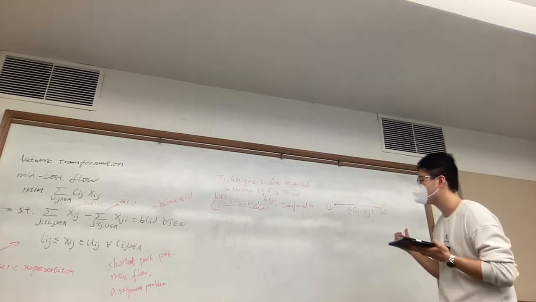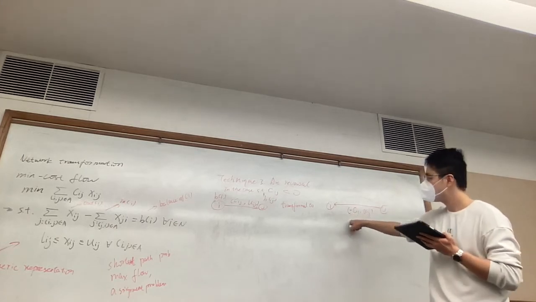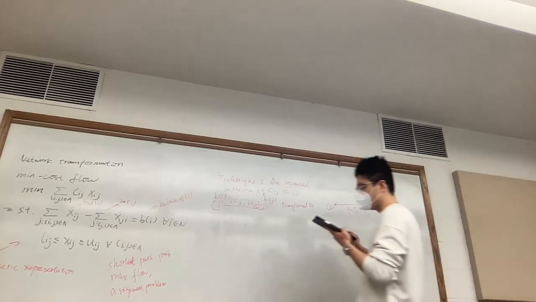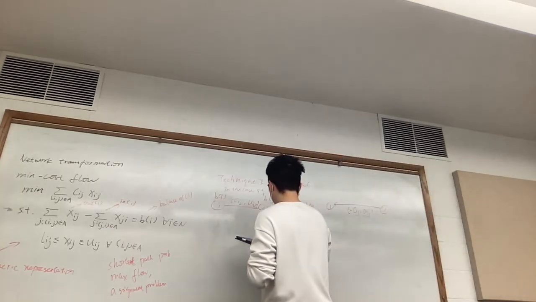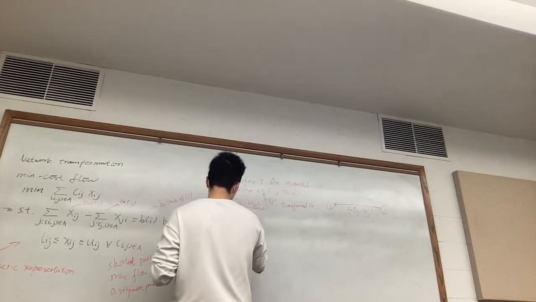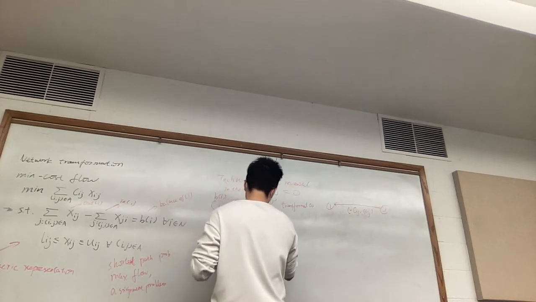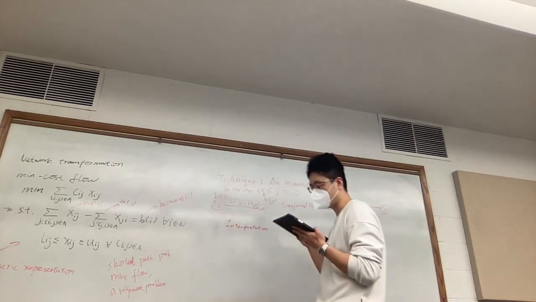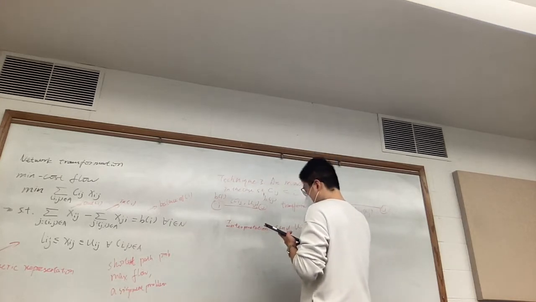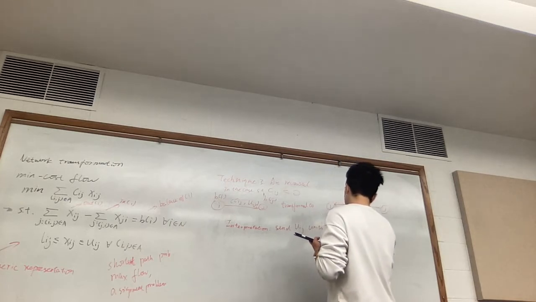A very natural question is, what does this mean? Why do we need to do this? So this transformation is equivalent to, I think I need to write the explanation here. Interpretation. The interpretation of such transformation is that you send uij units from i to j.